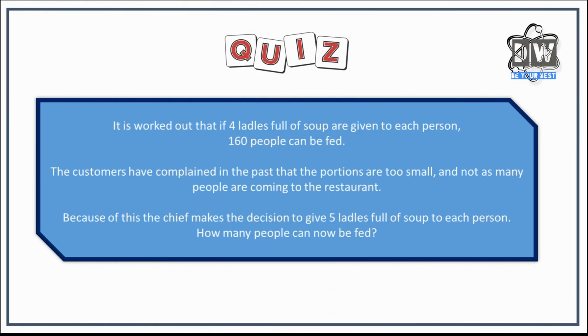So let me read out the question for you. It is worked out that if 4 ladles full of soup are given to each person, 160 people can be fed. The problem is that the customers have complained in the past that the portion sizes are too small and not as many people are coming to the restaurant. Because of this, the chef makes the decision to give 5 ladles full of soup to each person. How many people can now be fed?